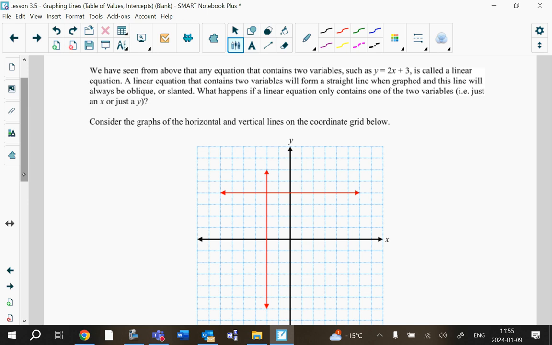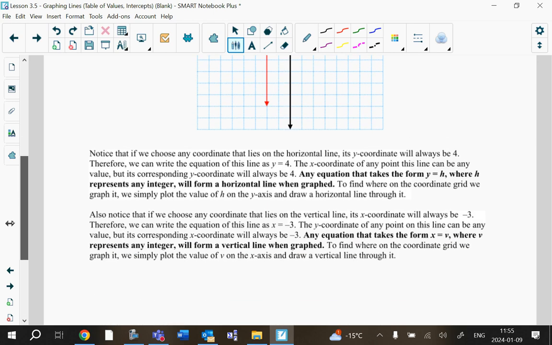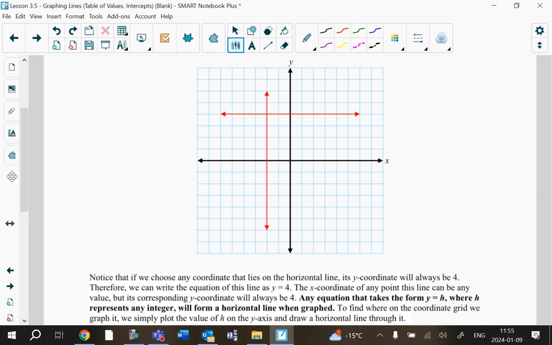Let's look. Let's look at the horizontal line on this graph. Give me a point that's on this line. I should have done two different colors. Any point. 1, 4. Give me another one. 4, 3 is here. 4, 4. Good. One more this way. Negative 1, 4.